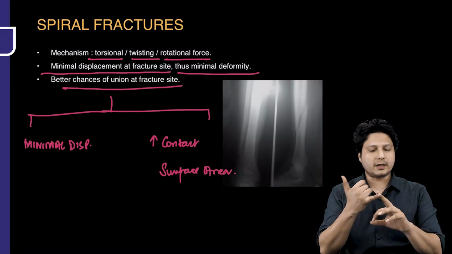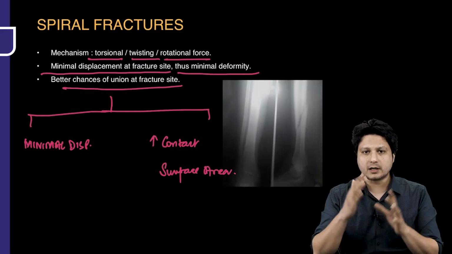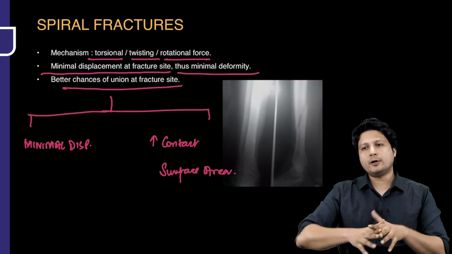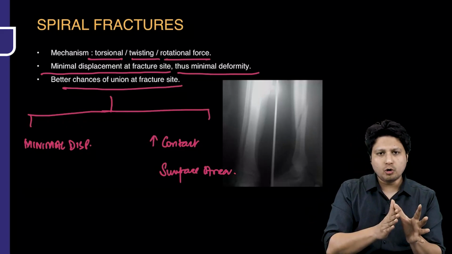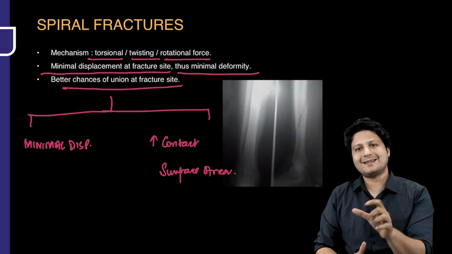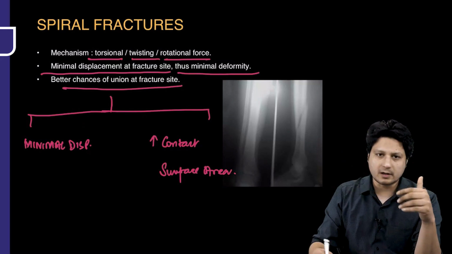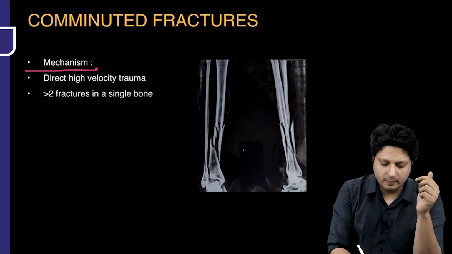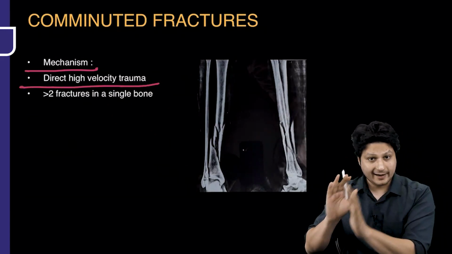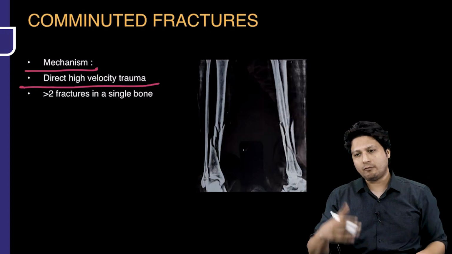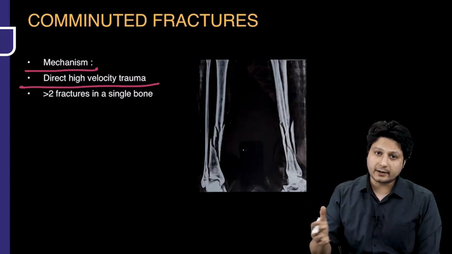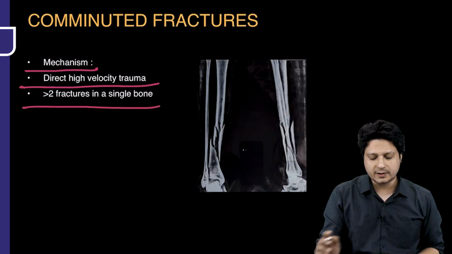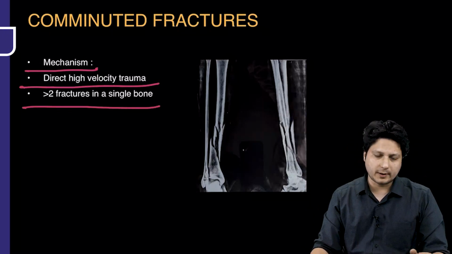So we have talked about a transverse fracture, oblique fracture, spiral fracture. Now is the comminuted fracture. You see, if a bone is broken into multiple pieces, that means there are two or more than two fracture lines in a single bone, then it will be called a comminuted fracture. So the mechanism obviously is going to be a high velocity direct trauma. When a bone is subjected to a very high velocity trauma, then it might result in a comminuted breakdown of the bone when there are two or more fractures in a single bone. Alright. So it is not very difficult to understand.